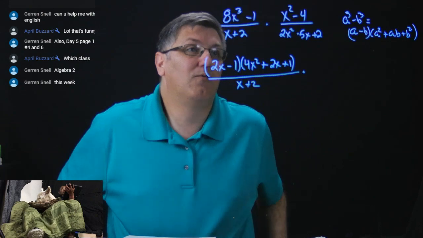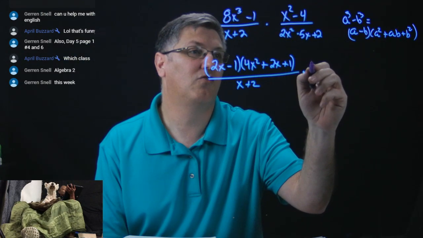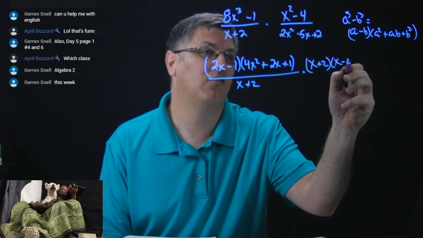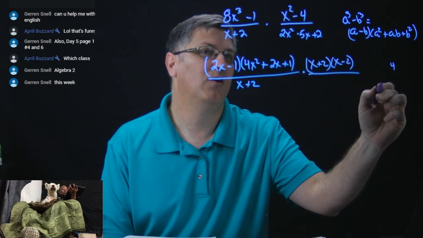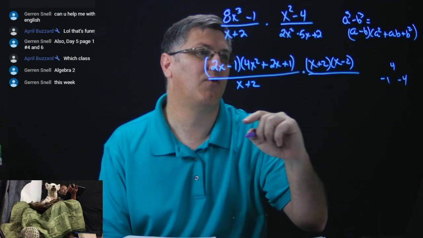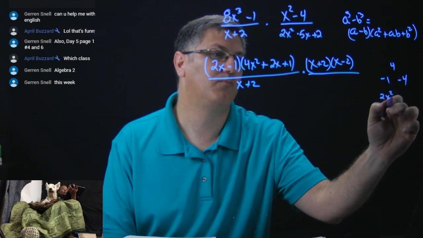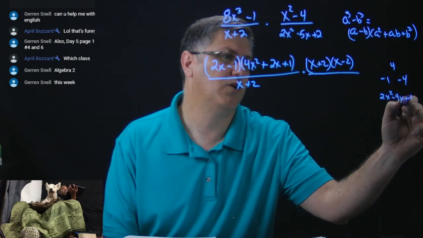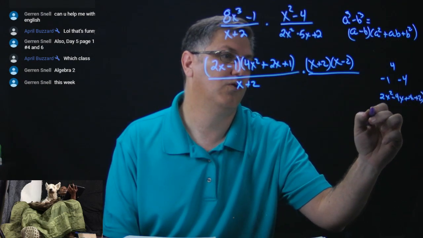Okay, and then the difference of squares factors to x plus 2 times x minus 2. That's easy enough. This right here, I'm going to have a 4, which will give me a -1 and -4. That's going to give me my -5. So to quickly factor this, I'm going to have 2x squared minus 4x plus a -x plus 2.